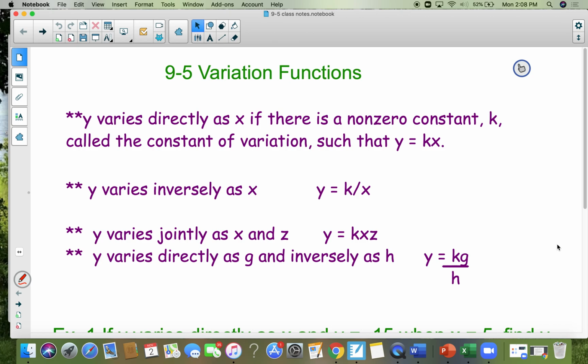A couple more sections left in this chapter. 9.5 is called variation functions. So you're going to be reading things and deciphering them into an equation.